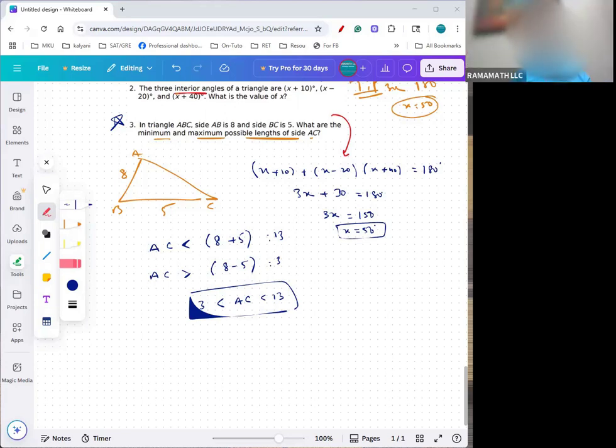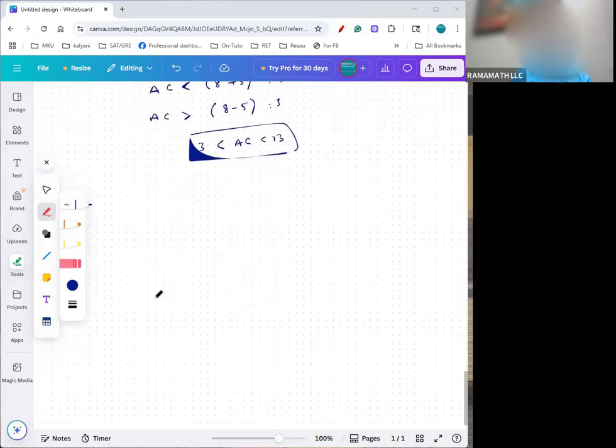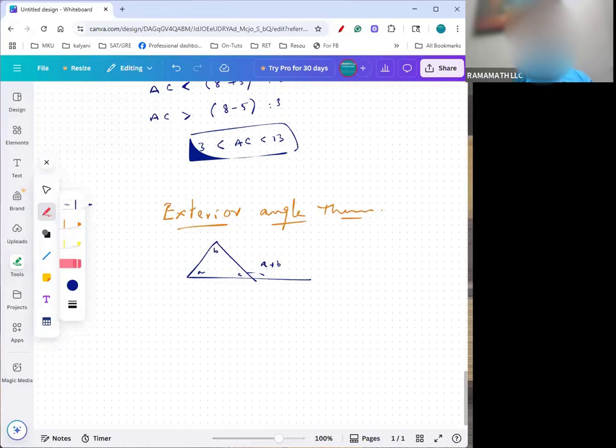All right, the next rule, we'll move on to the exterior angle theorem. Okay, next one. Exterior angle theorem. What is that? Let's say I have a triangle. In this triangle, if I say this is A, this is B, and this is C, this exterior angle is always A plus B. This is really important, okay? And I'll tell you why, and how this helps you to answer questions faster too.